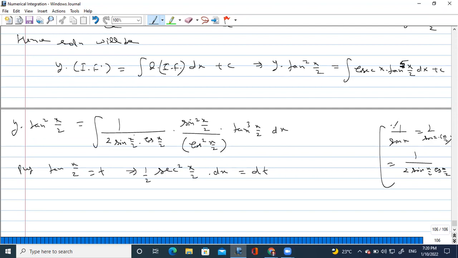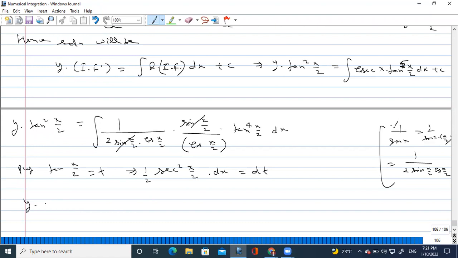Or you can do it like this. No need to make 2 here. You just take tan 4x by 2, and then it will become sine x by 2 by cos x by 2. That is sufficient. So what will happen? This sine x by 2 cancels, and this cos x by 2 into cos x by 2 will become sec square x by 2 into dx, that will become dt.